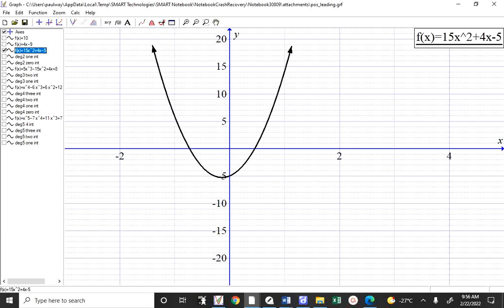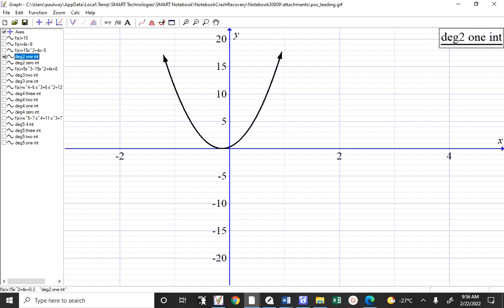Does a quadratic function have to cross the x-axis twice? In other words, does it have to have 2 x-intercepts? Well, no. It could have 1 x-intercept, couldn't it? If the vertex of the quadratic function lies on the x-axis, then it has 1 x-intercept.